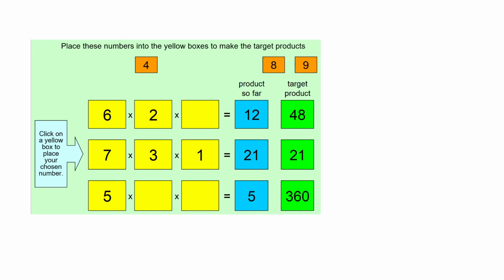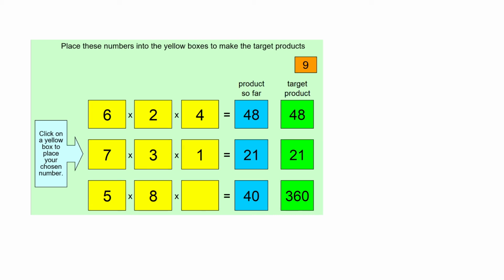I've decided that I'm going to use the numbers 6 and 2, because 6 times 2 is 12. 12 multiplied by something is 48. What do I multiply by 12 to give me 48? Well, I know that 12 fours are 48, so I'm going to place the number 4 into that top row. Now that leaves me with 2 more numbers, the number 8 and the number 9.